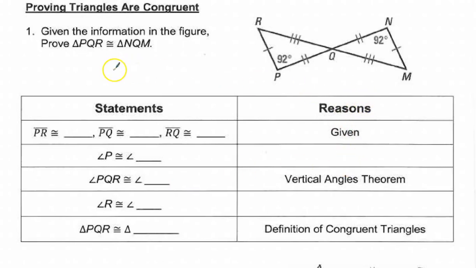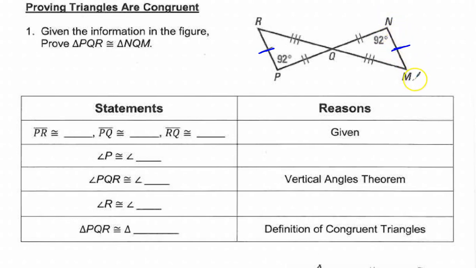Now let's do proofs. All right, so we're going to prove these triangles are congruent, which means we need 3 pairs of corresponding congruent sides, 3 pairs of corresponding congruent angles. So from the diagram, they're giving us side PR is congruent to side, well, this one.